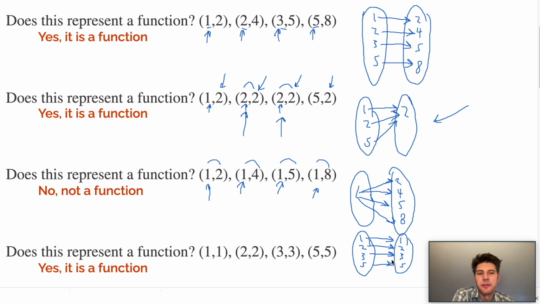If they ask you, is it a function, they just give you a list of points. Just think of it as a mapping and check to see if any x is going to more than one y. I have more of these practice problems of is it a function on andymath.com.